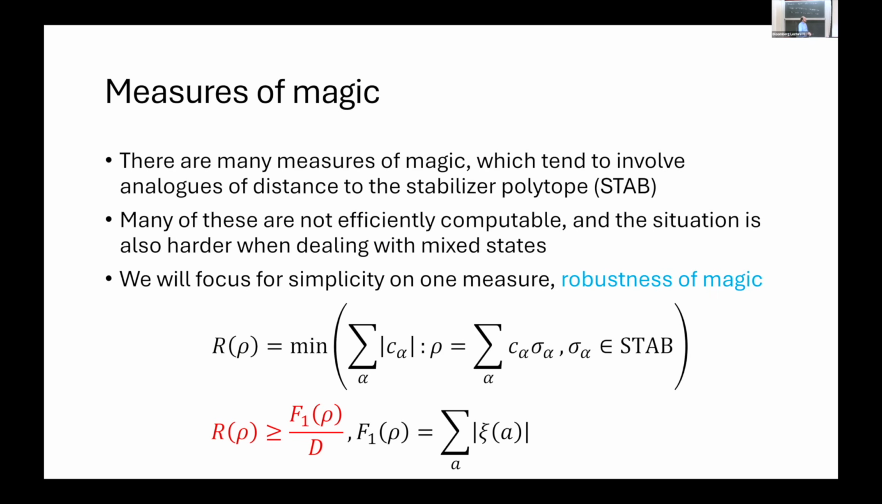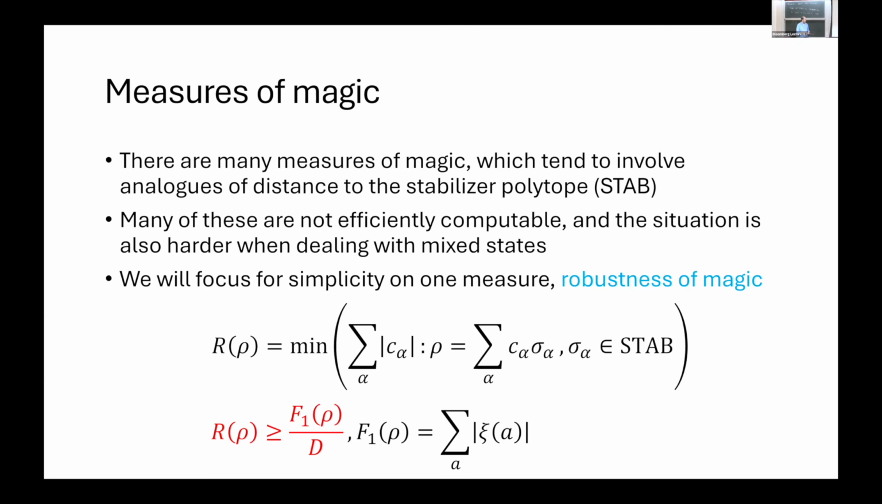Okay, so as I said, the general idea of measuring magic is to find some quantity that essentially diagnoses how far away you are from this polytope, from the stabilizer polytope. The trouble in this business is that many of them are very, very hard to calculate. They involve optimizations over some very high dimensional space, or other difficult to calculate quantities. But one that we can actually access with our physics tools is called the robustness of magic.